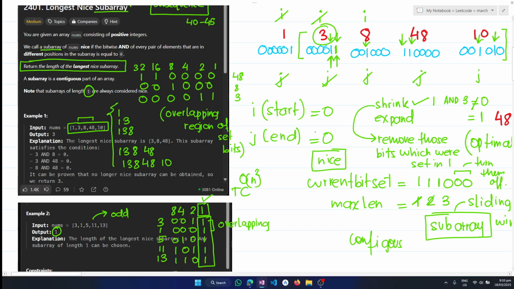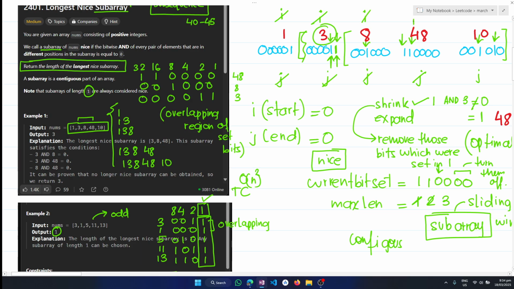But since we are removing 3 from our window, I need to remove these 2 bits. So I increment my i, and my current window becomes equal to this. What I observe is that there is still a clash. This bit is on and this bit is also on, so I need to turn off this particular bit. I'll do that. Right, I turned it off.